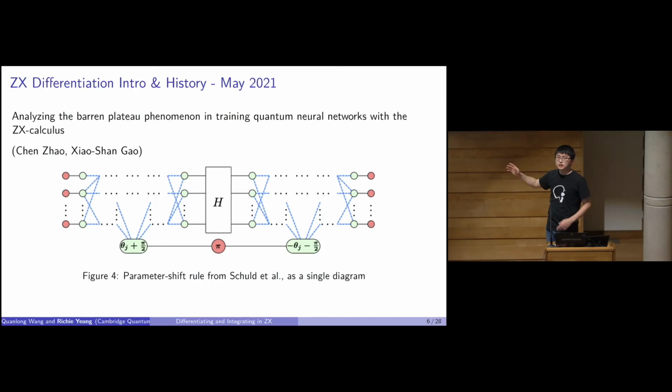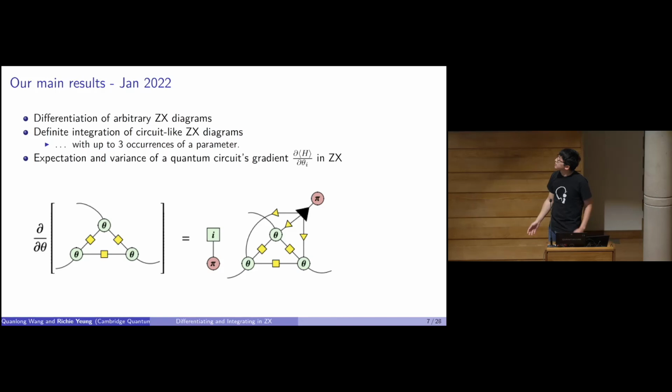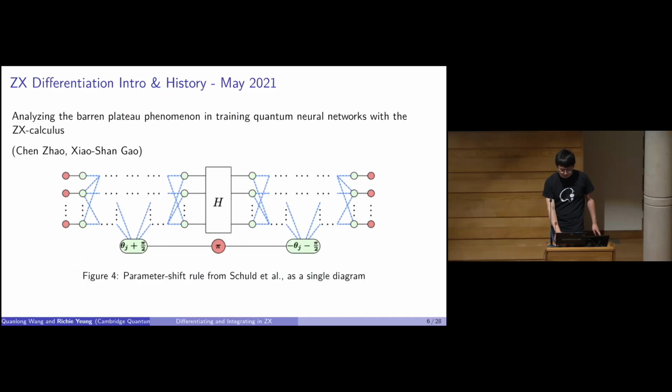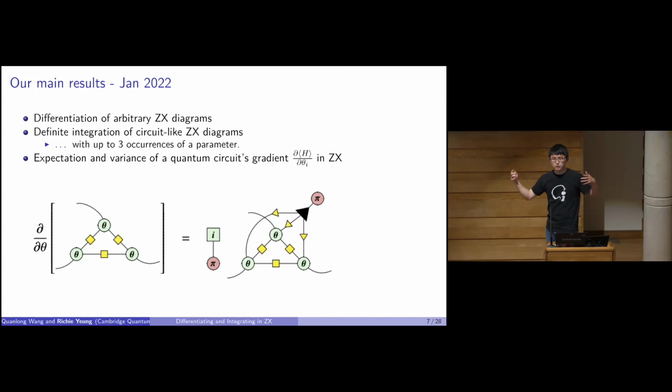So what we did in this paper was show how to differentiate arbitrary ZX diagrams in a direct way, and also some extra stuff on how to do definite integration of circuit-like diagrams like the ones I just had here, for up to three occurrences of the parameter, so three thetas and three minus thetas, so six. And we use these techniques to further analyze quantum machine learning phenomena such as barren plateaus using the ZX calculus.